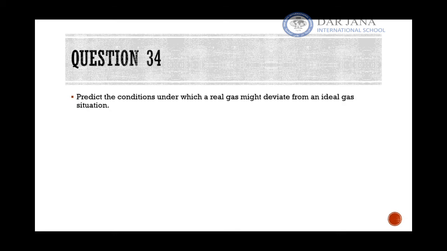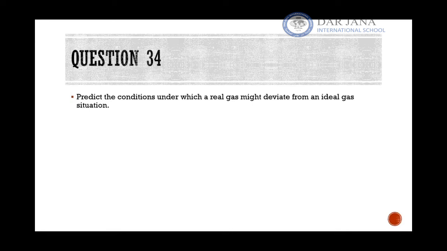Question number 34. Predict the conditions under which a real gas might deviate from an ideal gas situation. Now, a real gas would deviate from ideal gas behavior in 2 conditions: by bringing the particles closer, and this could be done by increasing the pressure. The second situation would be by increasing the attraction forces, and this could be done by lowering the temperature, which eventually would turn the gas into a liquid.